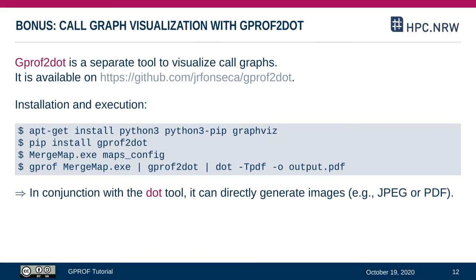The promised bonus is an extra tool named gprof2dot for visualizing call graphs from Gprof. This does, however, not work out of the box like Gprof itself. We will need Python, and we have to install a package called GraphViz first. Afterwards, we can install the gprof2dot tool using pip install.